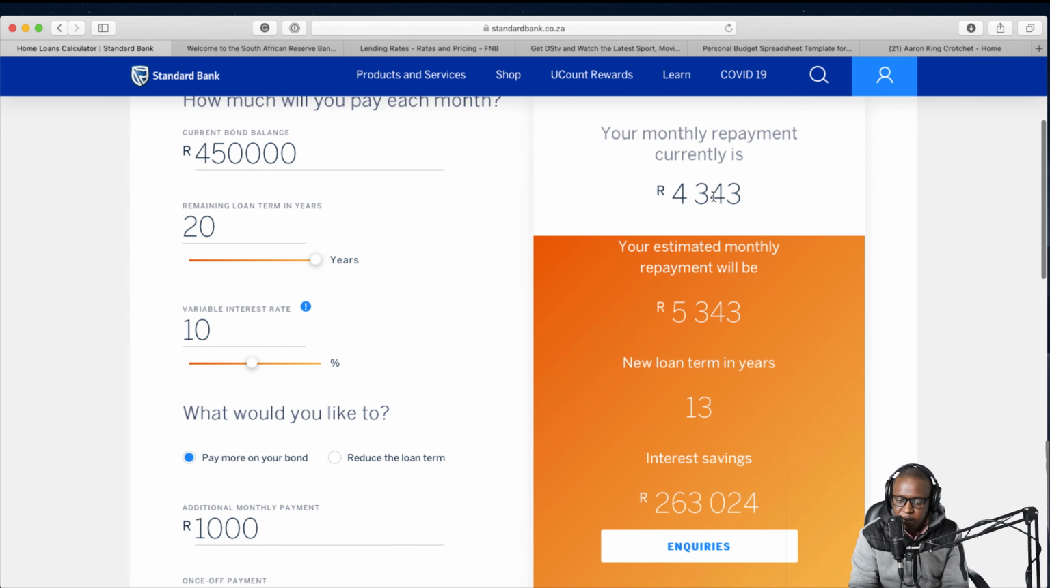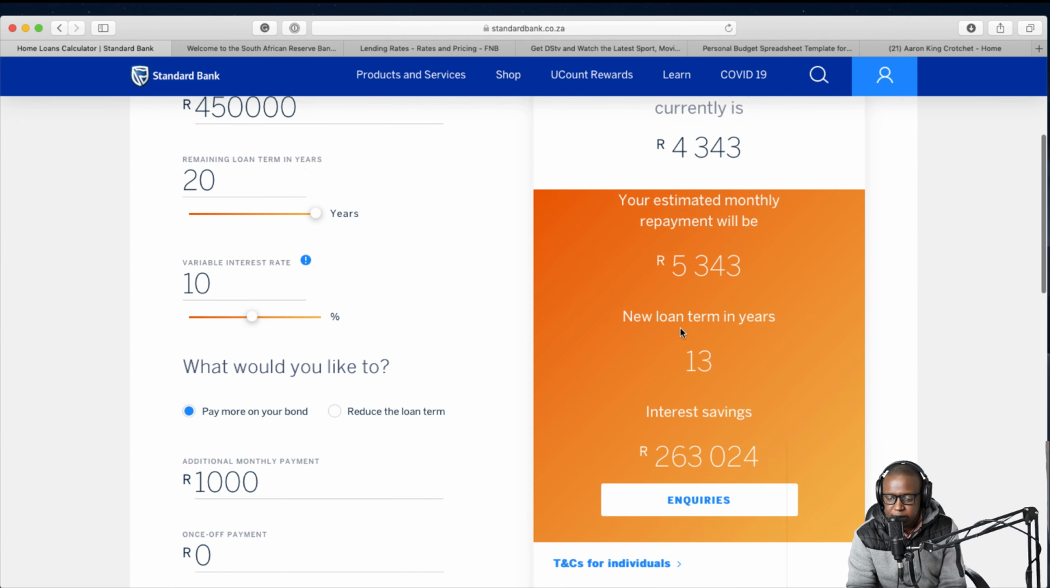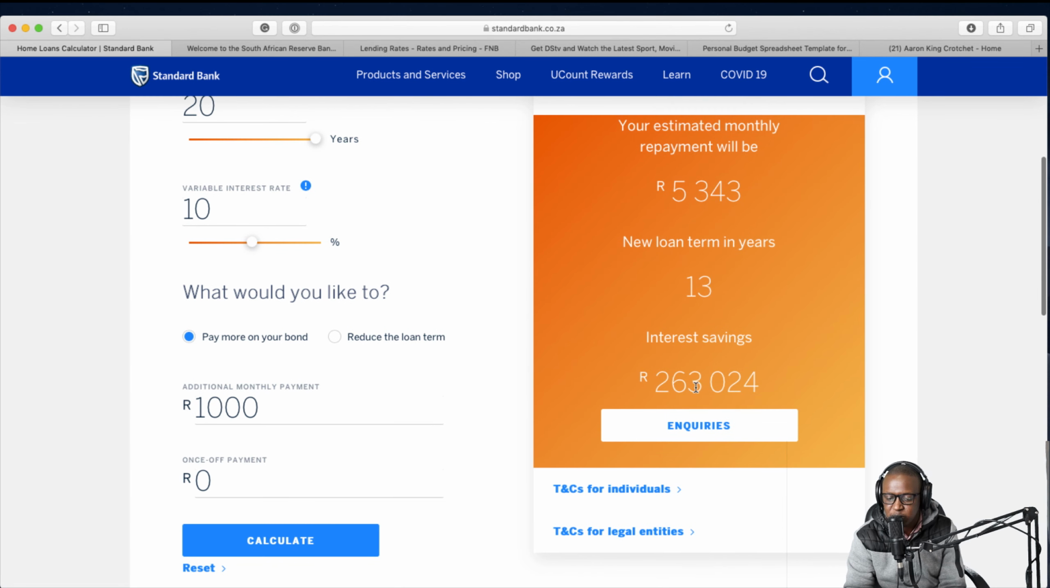You see, your normal monthly repayment on the bond for 450,000 will be 4,343. If you put an extra 1,000 rand, then you'll end up paying 5,343. So number one, you've reduced your term loan from 20 years to 13 years. So you're going to finish your bond 7 years earlier. And number two, you're going to save interest of 263,024 by putting an extra 1,000 rand.